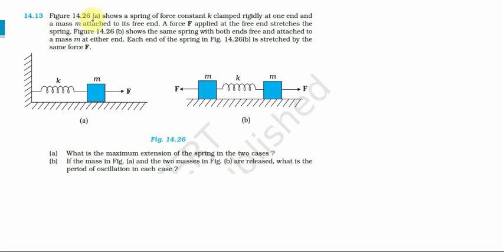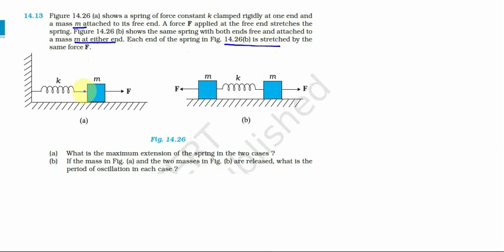Figure 14.26a shows a spring of force constant K clamped rigidly at one end and a mass M is attached to its free end. A force F applied at the free end stretches the spring. Figure 14.26b shows the same spring with both ends free and attached to a mass M at either end. Each end of the spring in figure 14.26b is stretched by the same force F.